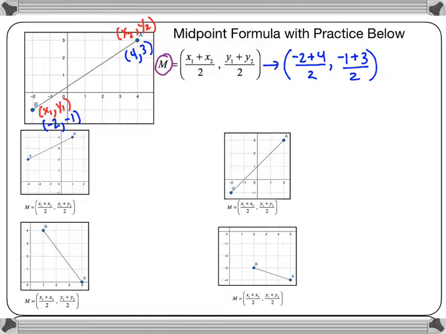Now what we want to do is clean this up. We know up top that's going to be 2, and that is going to be 2, so the midpoint of that line segment is going to be 2 divided by 2, which is 1, and 2 divided by 2, which is 1. So our midpoint is going to be (1, 1).